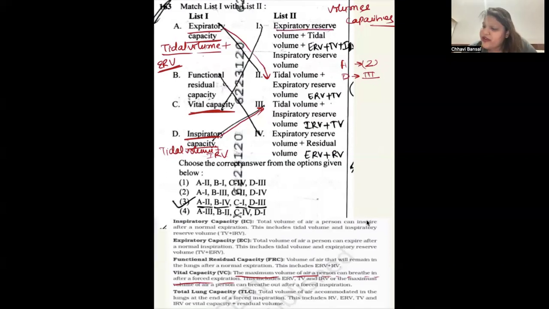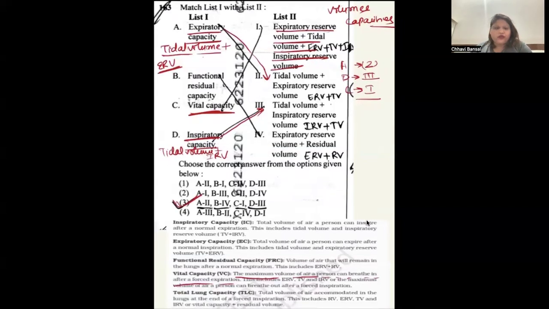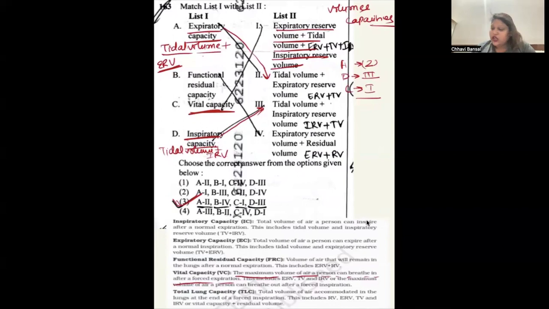So option A, expiratory reserve volume, tidal volume, and inspiratory reserve volume. So for C, option 1 is there. So our correct option is option 3. Okay. Here, we can read inspiratory capacity, expiratory capacity, functional residual capacity, and vital capacity from here. Do not get confused. It is really easy if you understand what the volumes are, what expiratory capacity and functional residual volume are. It is very easy to solve these types of questions.